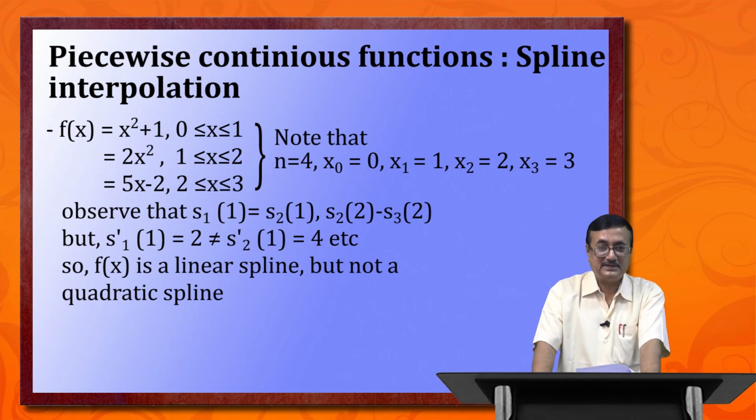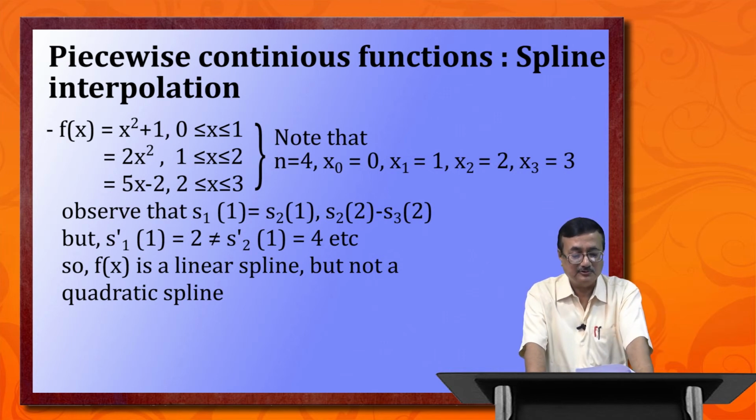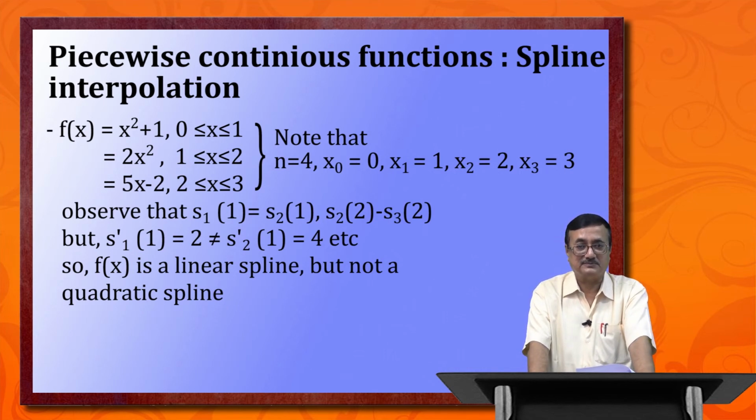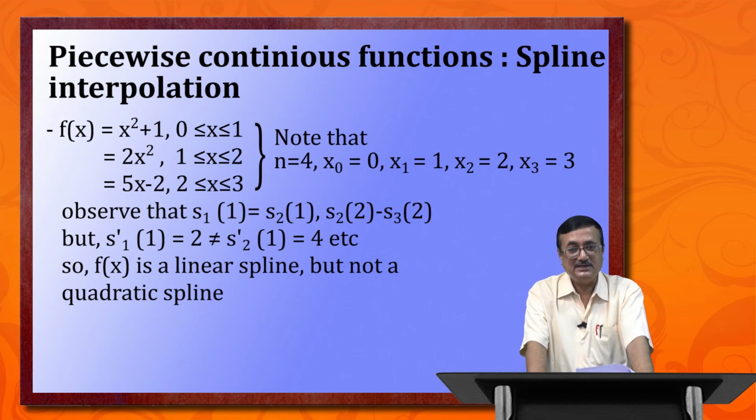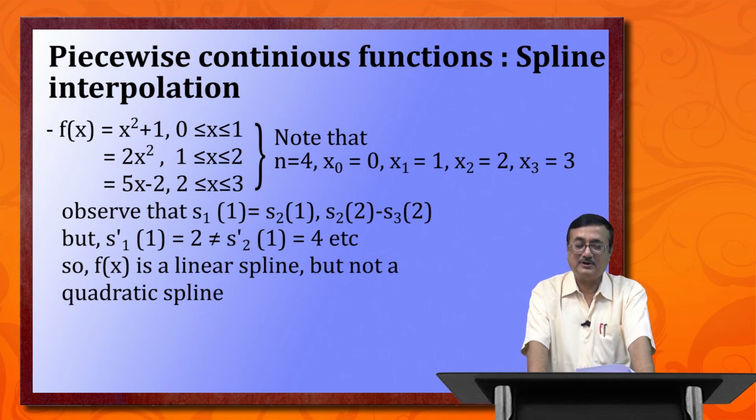But what about the dashes, that is the derivatives? S1 dash at x is equal to 1 is equal to 2, which is not equal to S2 dash at x is equal to 1, which is equal to 4. So the first order derivative does not satisfy the required condition. So although the values satisfy the internal conditions, their first order derivative does not. And that is why f(x) may be termed as a linear spline, but it cannot be a quadratic spline. Let us consider a similar problem like this.